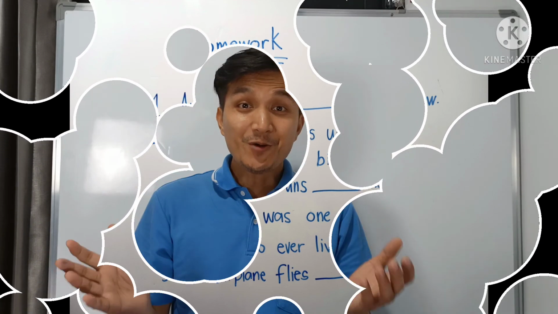Thank you. Alright kids, what did we learn today? We learned about adjectives and the degrees of comparison. Those are positive, comparative, and superlative degrees of comparison.